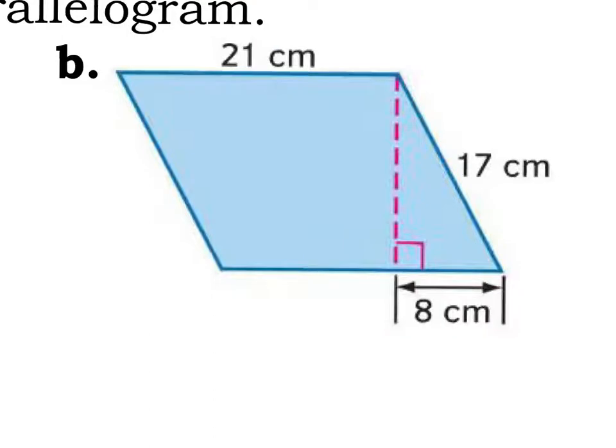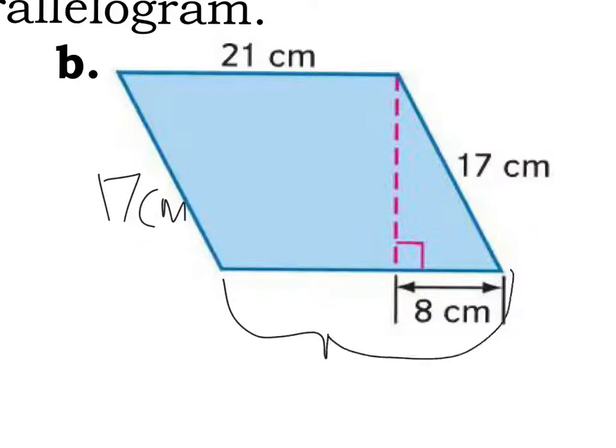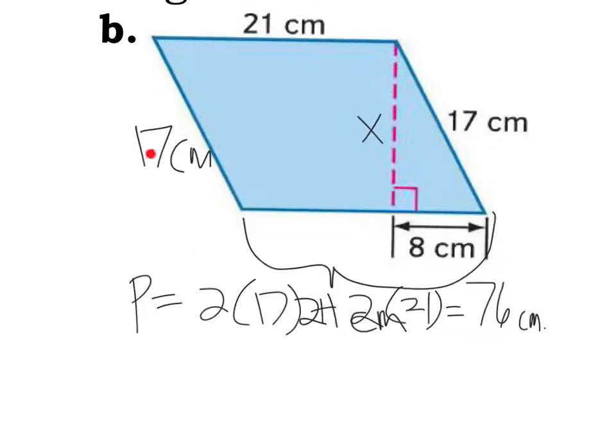In example B, we're given the base of the parallelogram, 21, and the side of the parallelogram, 17. We just don't know the height. So we have enough information to calculate the perimeter because we have 2 sides of 17 and 2 sides of 21, but we don't have enough information right now to calculate the area because we do not know the height. Adding it all up, 2 sides of 17 and 2 sides of 21 give you a perimeter of 76 centimeters.